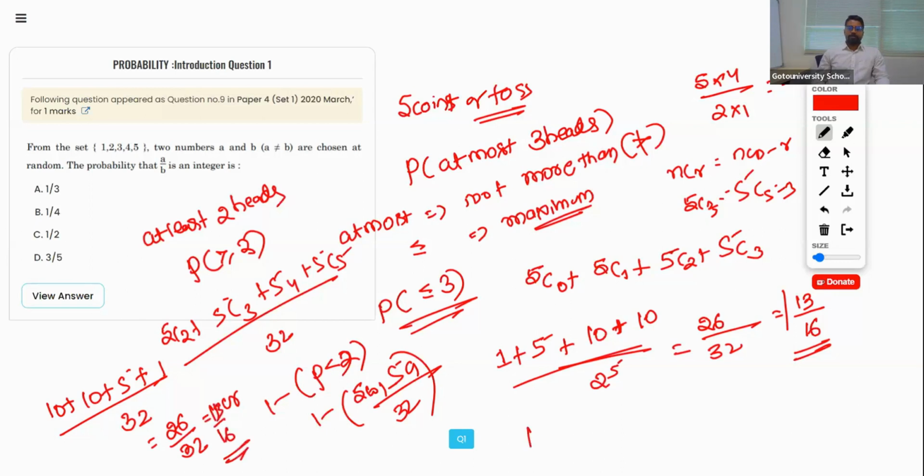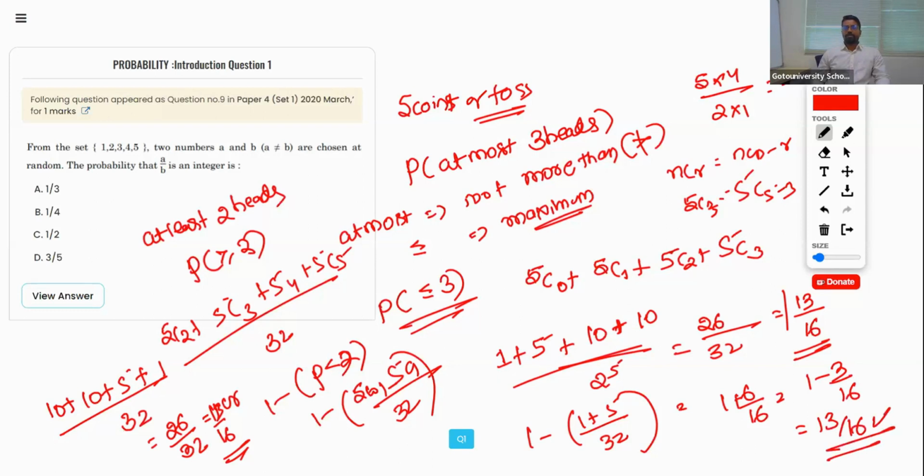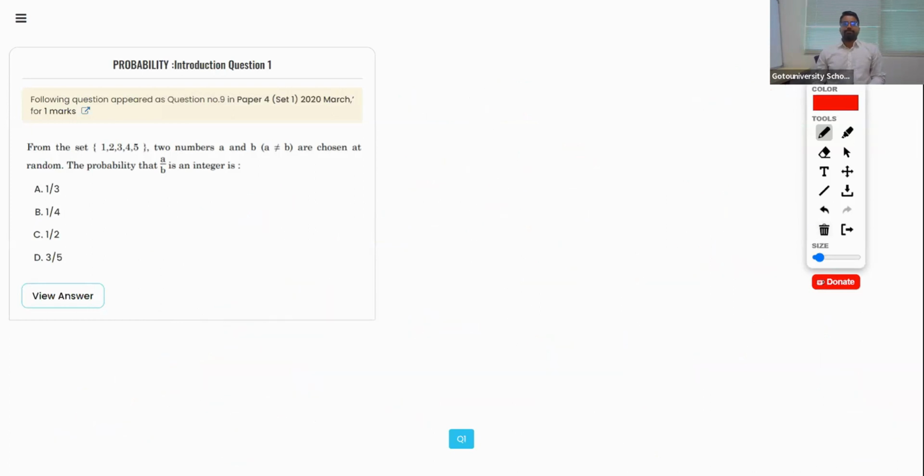Same way here, 1 minus (5C0 is 1, 5C1 is 5) divided by 32, which is 1 minus 6 by 32, which is 1 minus 3 by 16, which is again 13 by 16. Yes, both are right. That means whichever is convenient for you, you can use it, but you should be logically right in the conversion. Okay? Yes. That's all about the basics of probability.